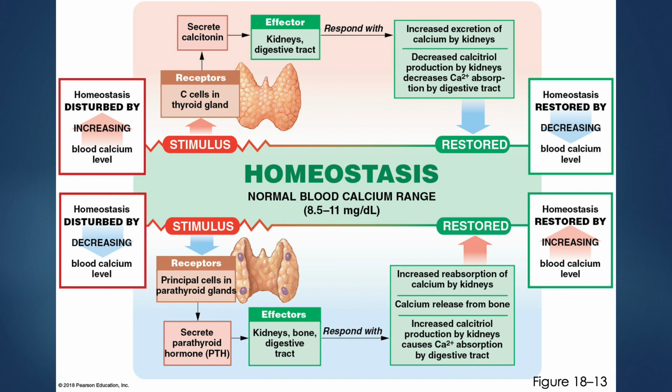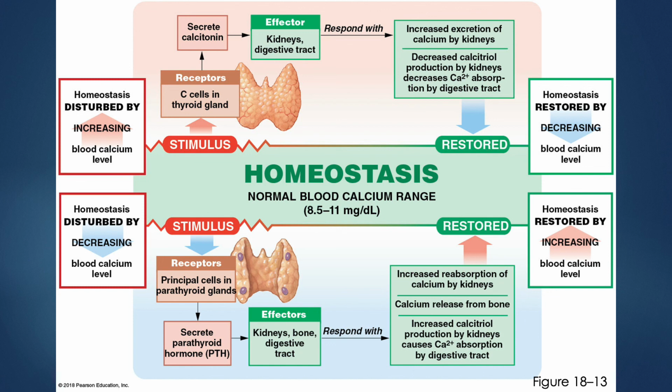I love Figure 18.13 because it lays out for you exactly what the role is of the thyroid gland and the parathyroid glands and how together they help to maintain homeostasis in regards to our blood calcium levels. So let's start off on the left. You can see in red we have two boxes showing that homeostasis is disturbed either by increasing blood calcium or decreasing the blood calcium level. Let's first look at the top example. Homeostasis disturbed by increasing blood calcium level. In that event, that is our stimulus.